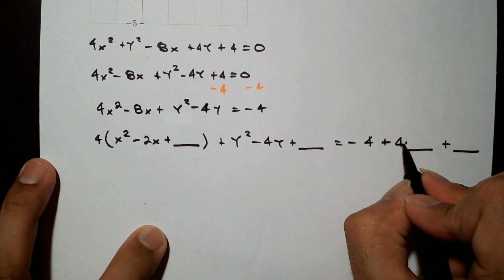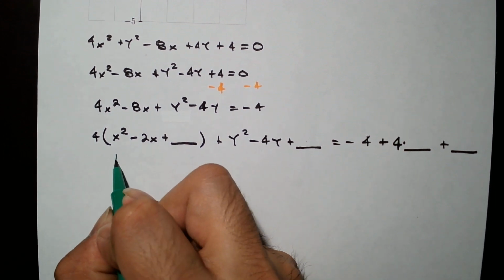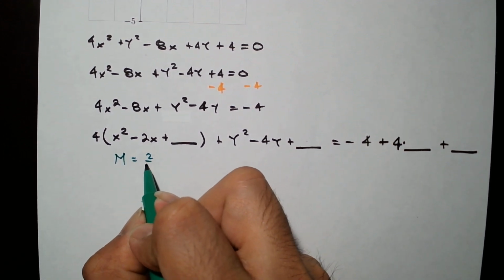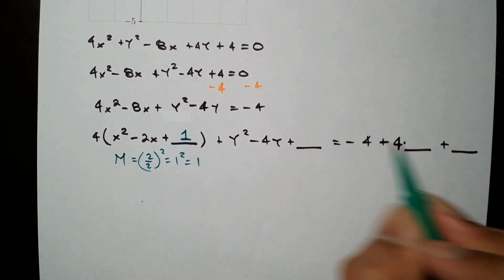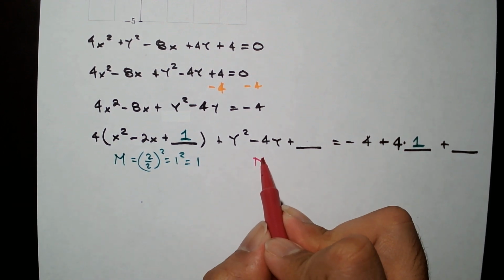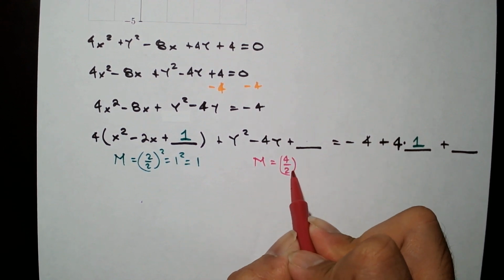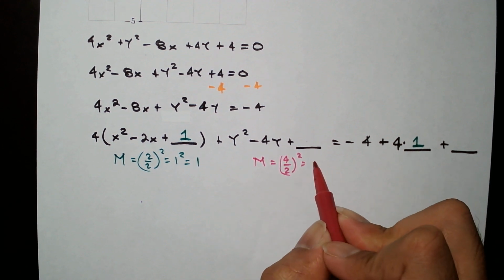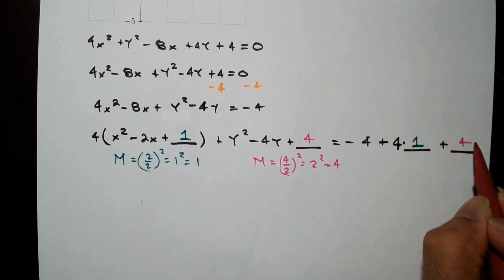All right. So let's find out the magic numbers, those numbers that complete the square. In this case, 2 divided by 2 and then squared. That's a 1 squared, which equals 1. On the other hand, 4, which is this number, divided by 2 squared. That's 4 divided by 2. That's 2 squared, which equals to 4.